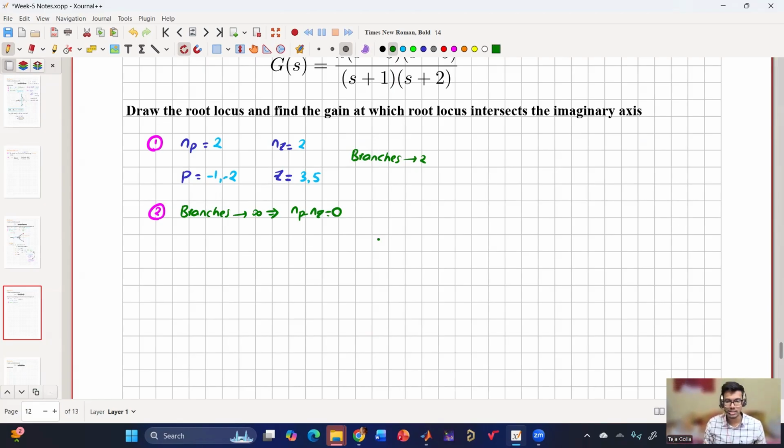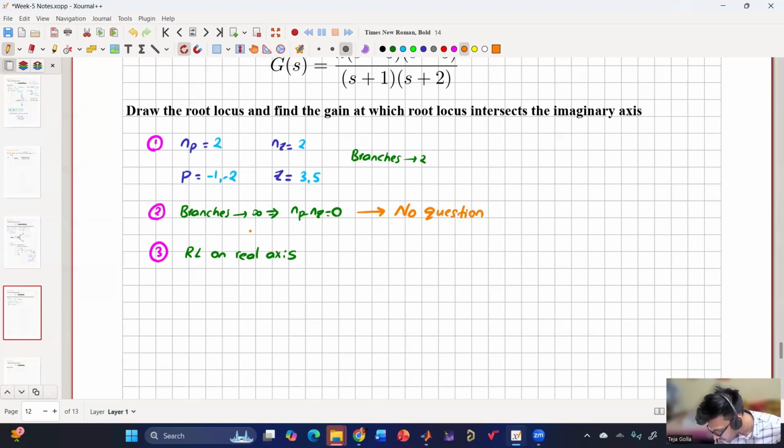So the root locus will start at the poles and end at the zeros. Now we have to see how it will start and how it will end. So now we are moving to point number 3, which says root locus on the real axis. But if the branches are not going to infinity, there is no question of asymptotes or centroid. That should be very clear.